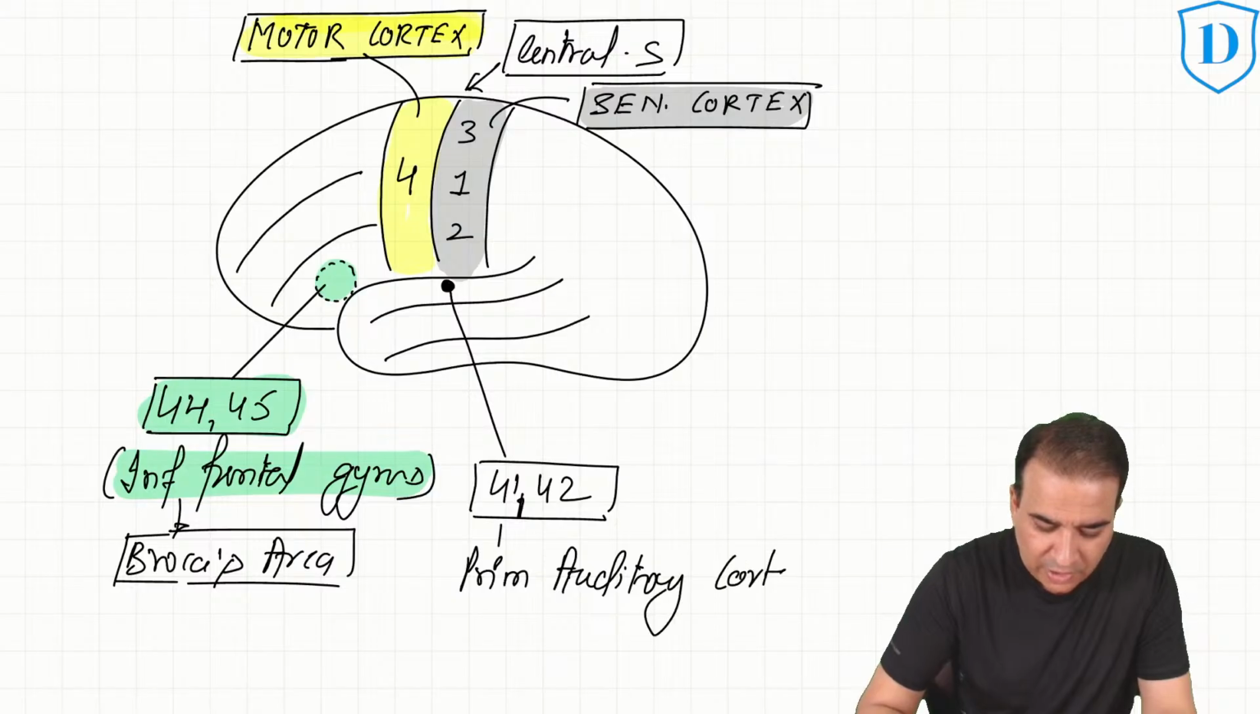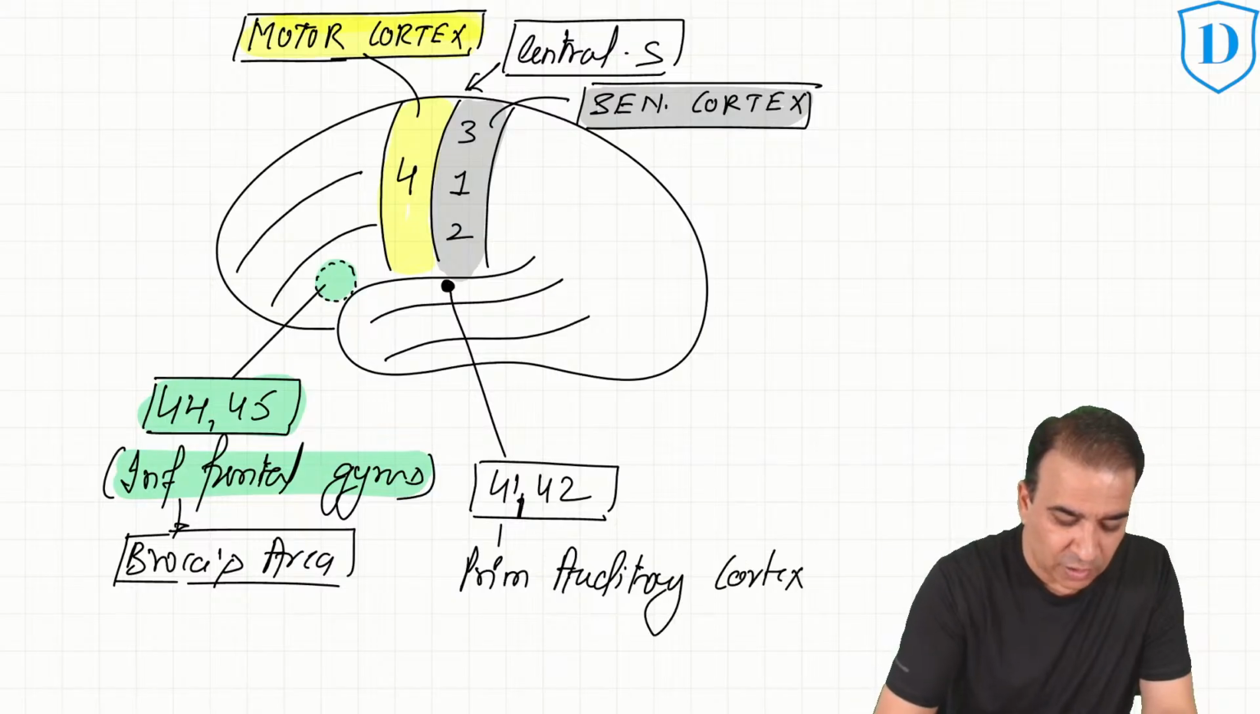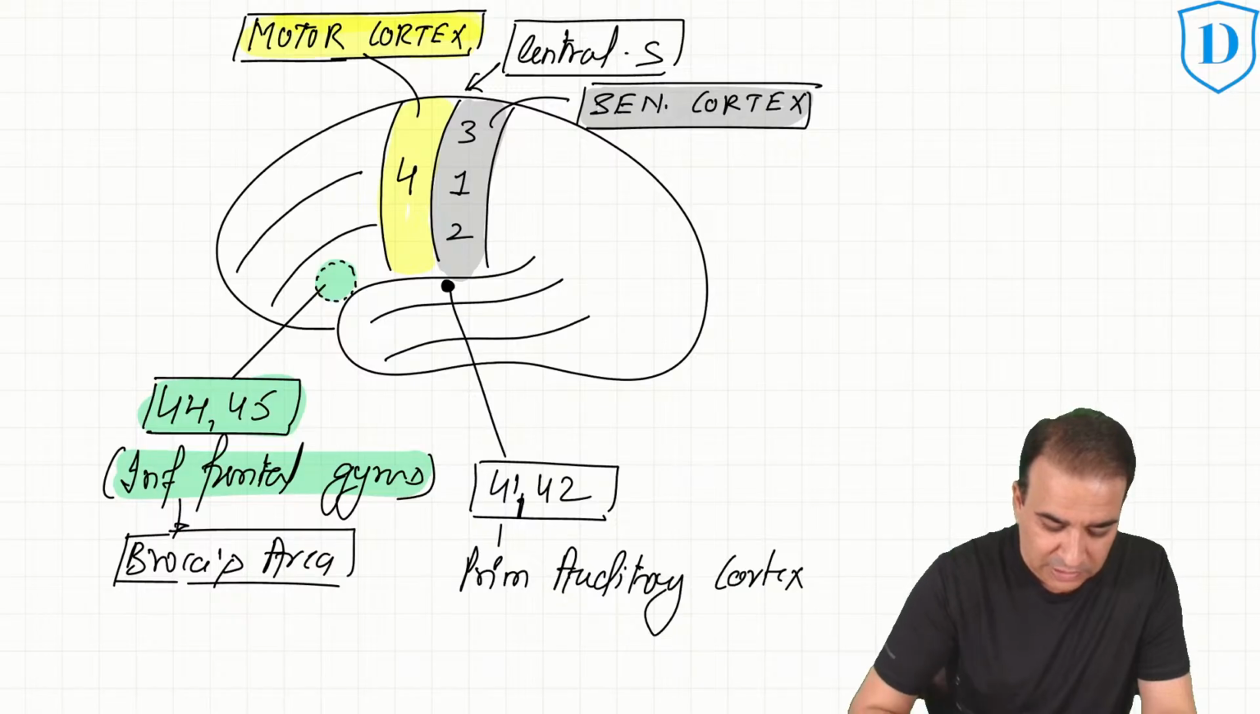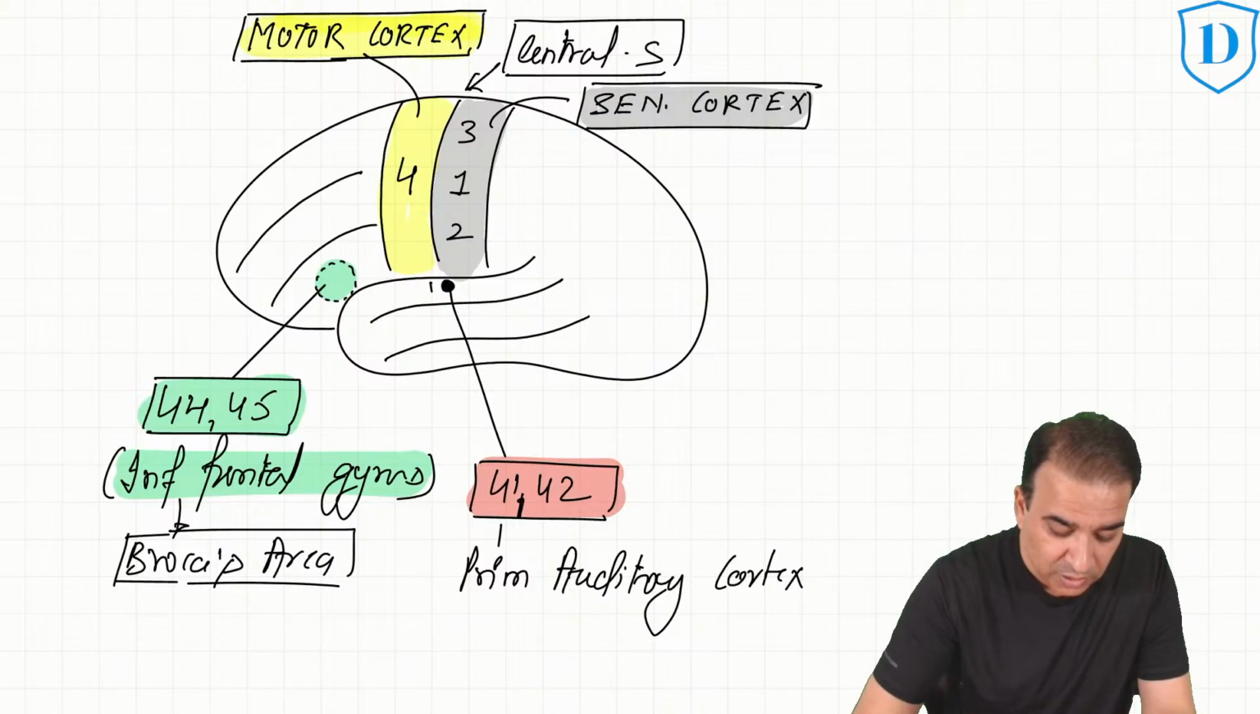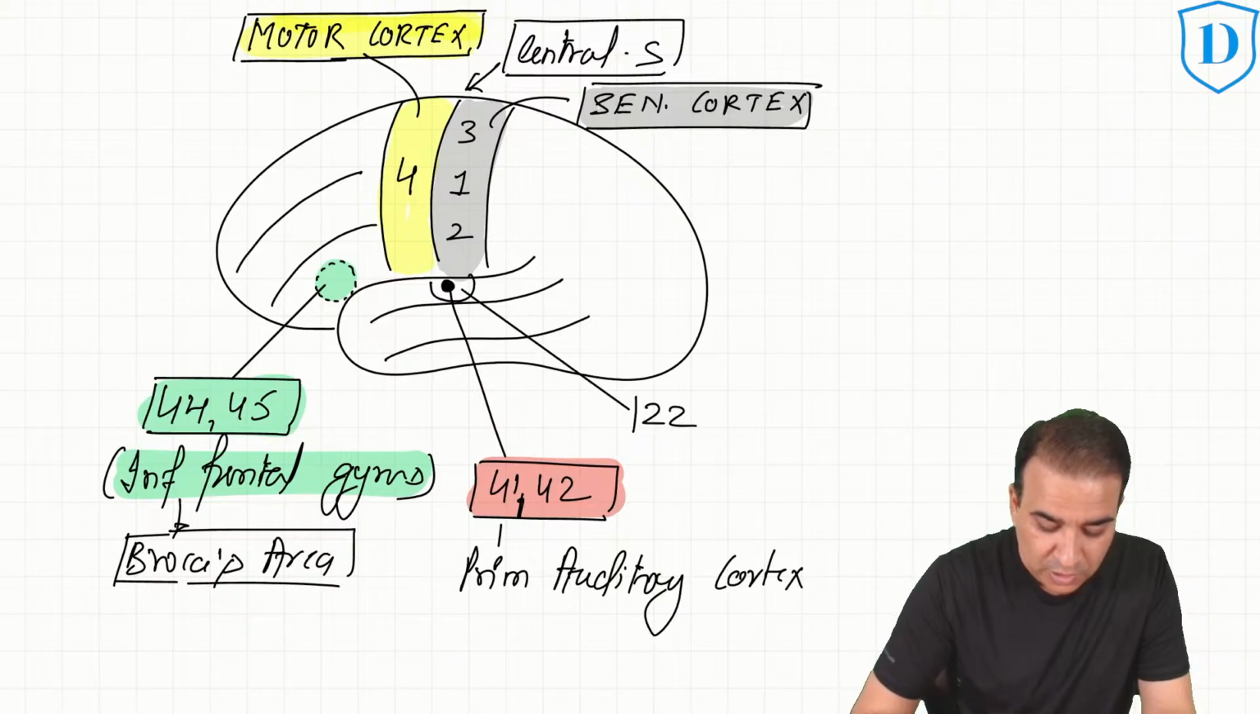It is the primary auditory area or the primary auditory cortex, that is areas 41 and 42. Surrounding areas 41 and 42 is area number 22. You will find it right here. Just around 41, 42, this area is area number 22.